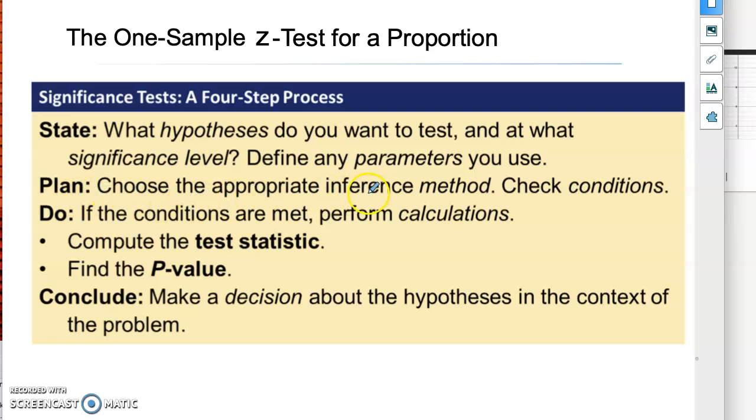All right, choose the appropriate inference method. One sample z-test for proportions is the full name. One sample z-test for a proportion, right up here. One prop z-test is the short way to say that.